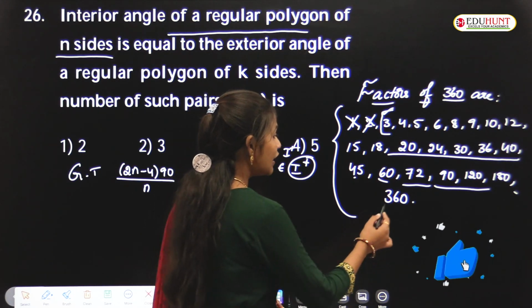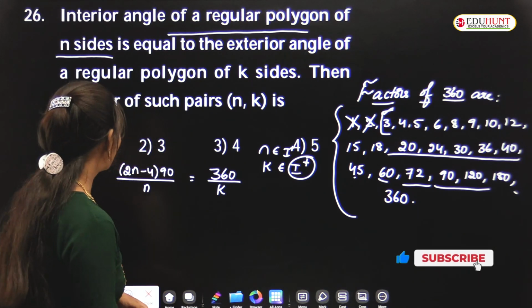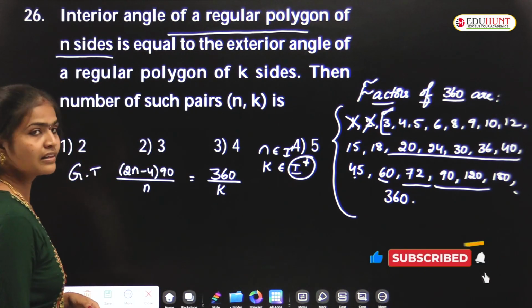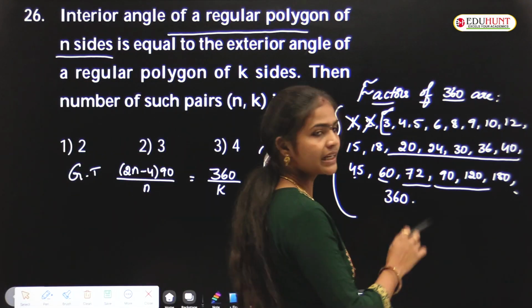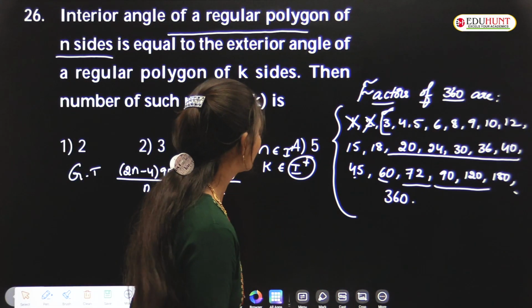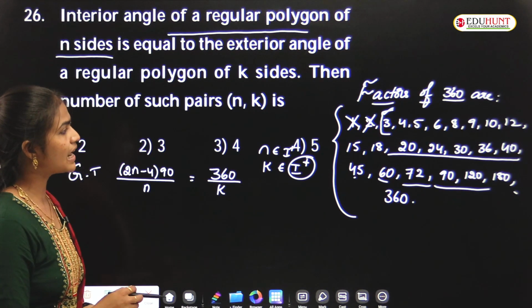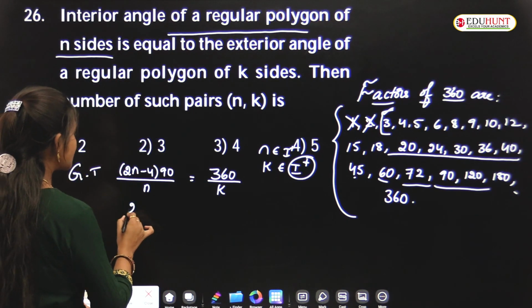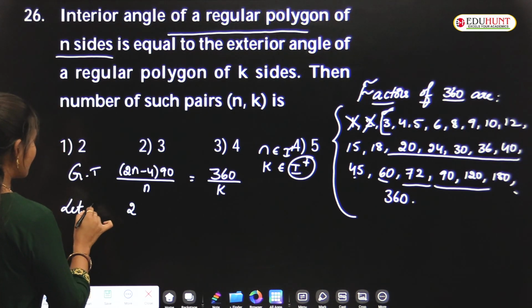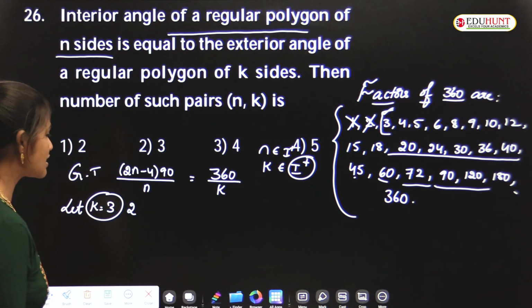What are those? If you take 360, here 360 by 360 is equal to 1. So here we can eliminate those 2 divisors. Now from here onwards we have to check the remaining 22 also. Once see that. So let us take k equals 3, I am going to take. Okay, k equals 3.